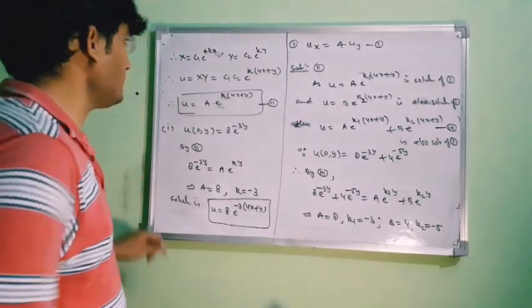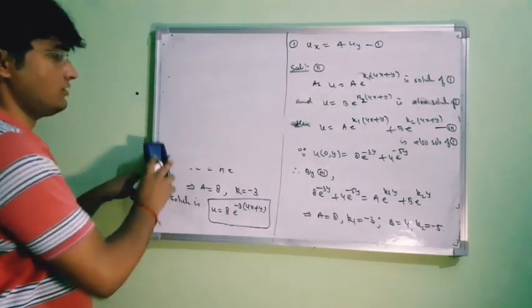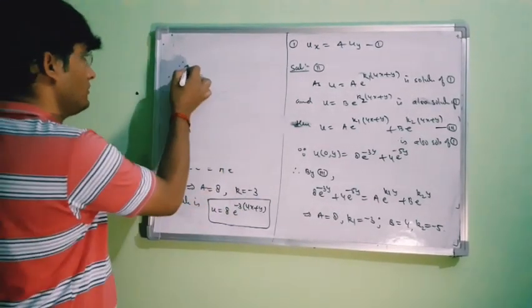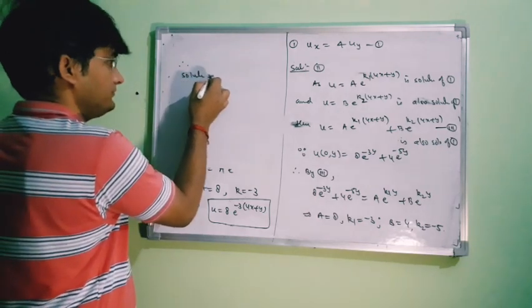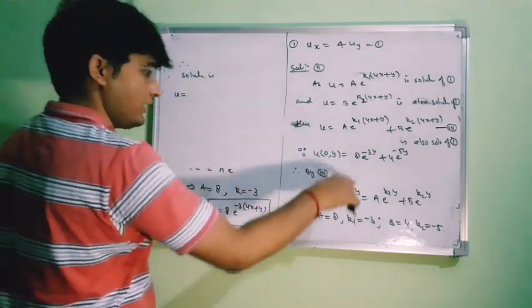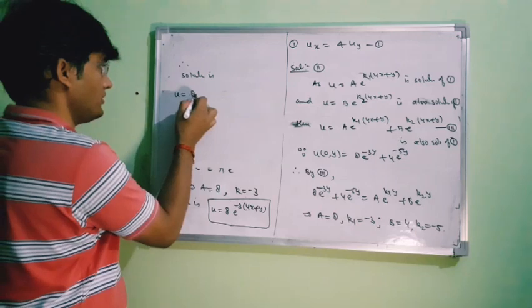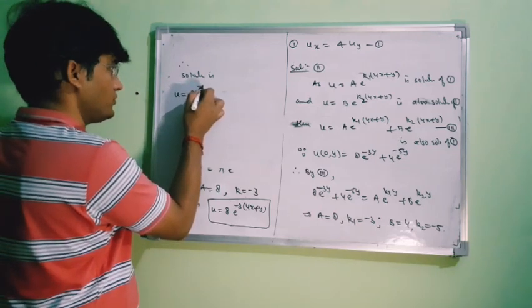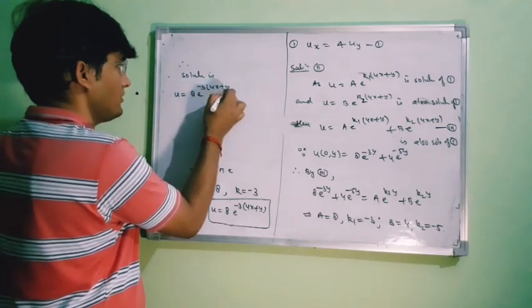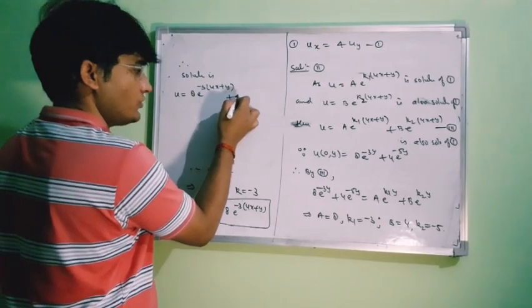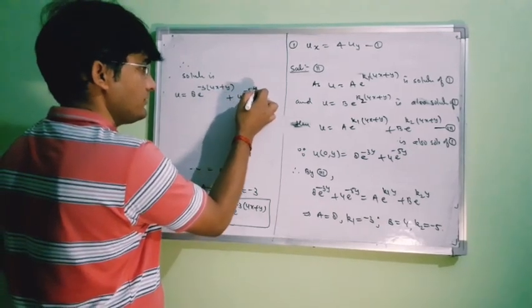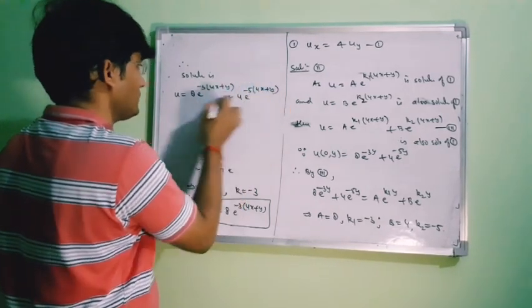Thus our solution is u equal to a, which is 8, e to power minus 3 (4x plus y), plus b, which is 4, e to power minus 5 (4x plus y). So this is your solution.